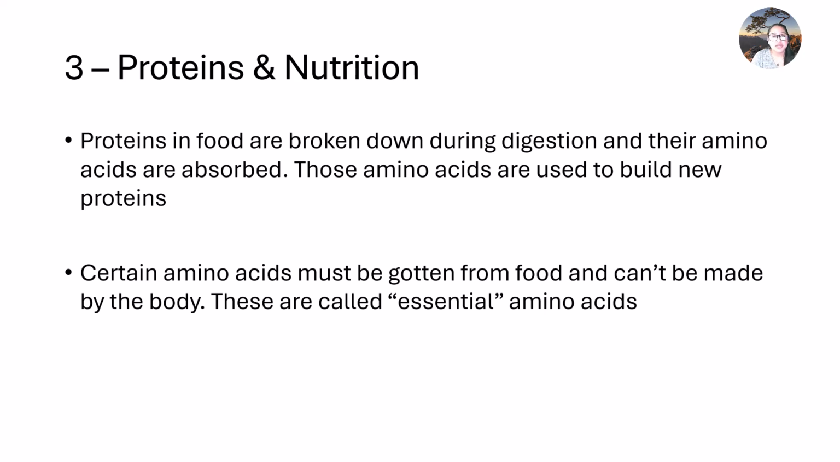There are some amino acids that we can make on our own. Our body can break down other molecules and make amino acids. But there are some things that we can't make. So certain amino acids have to be provided from food and can't be made by the body, and these are called essential amino acids. So it is pretty good to have a balanced diet because you need to be able to get those essential amino acids.